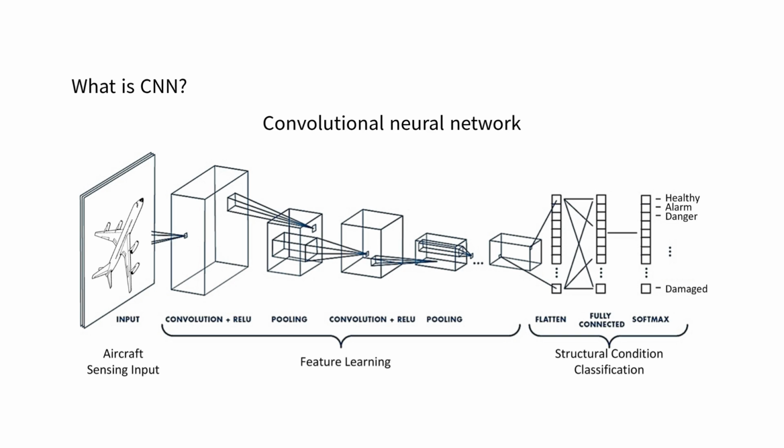Have you ever wondered how a computer can recognize your face, identify a cat, or even drive a car by looking at the road? How can a machine actually see? The answer lies in one of the most powerful inventions in modern artificial intelligence, the convolutional neural network, or simply CNN. CNN changed everything. They gave machines the ability to process and understand visual information almost like the human brain does. So what is CNN?